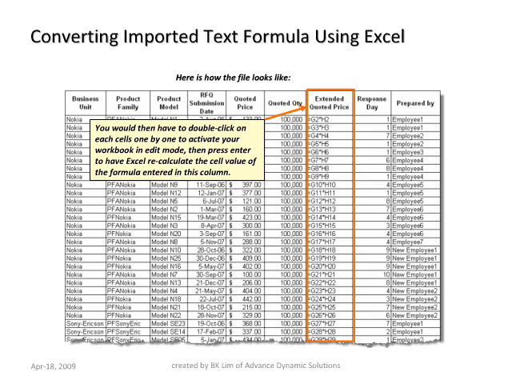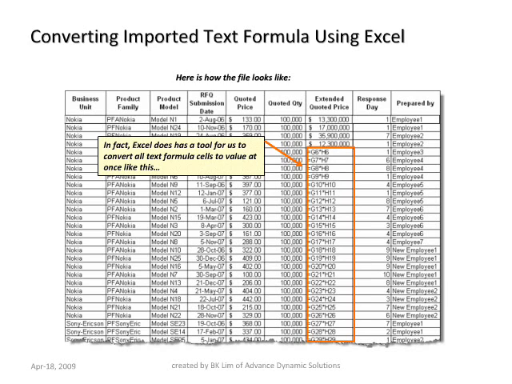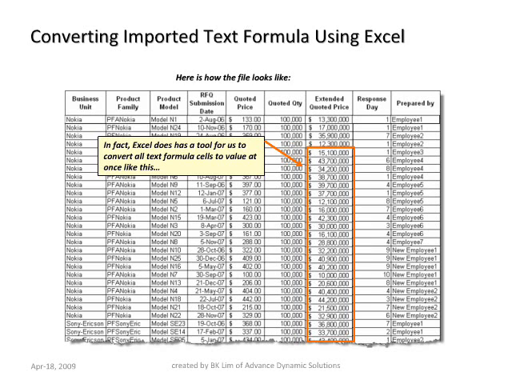You would then have to double-click on each cell, one by one, to activate edit mode, then press Enter to have Excel recalculate the cell value of the formula entered in this column. In fact, Excel does have a tool for us to convert all text formula cells to values at once like this.